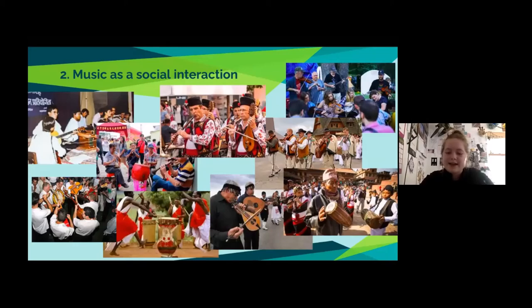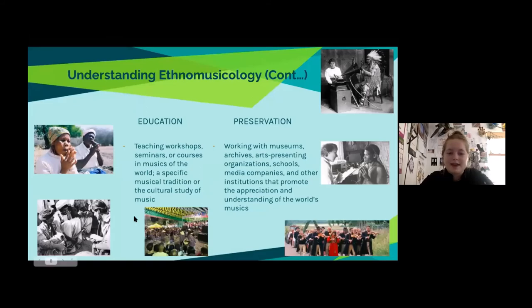And as educators, they share their research and knowledge by teaching workshops and seminars or courses on the music of the world and a specific musical tradition or cultural study of music, as well as publishing books, articles, or sharing their work through other forms of media.